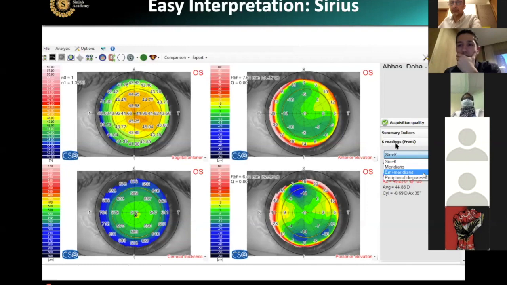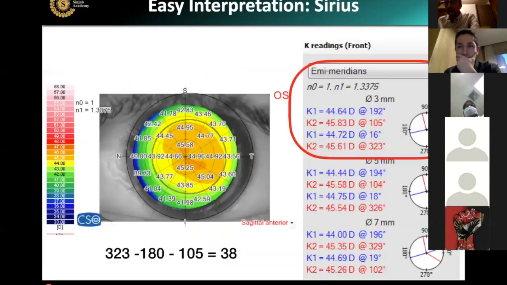So the method is to go look at the right of the screen. You can go to the K readings of the front, and when you click on the SIM-K, you can see the options that you can choose. You have to choose the hemimeridians. Okay, so we click on the hemimeridians, as you see here, and then you choose the 3 millimeter zone. According to that, we can guess whether there is an angulation or not, such as in this case, there is an angulation between the two red segments in the 3 millimeters. So this is the only way in the CIRRUS to check this skewed radial axis.